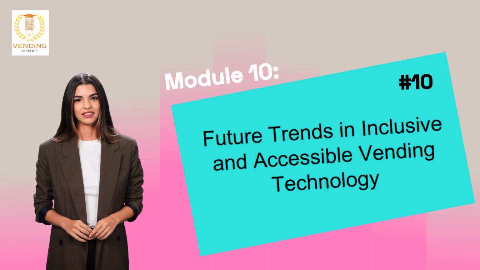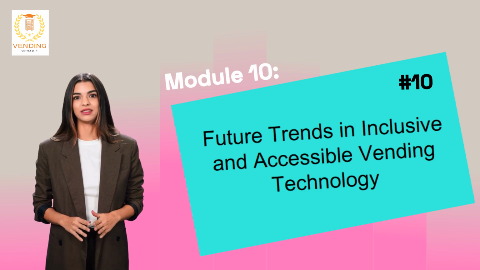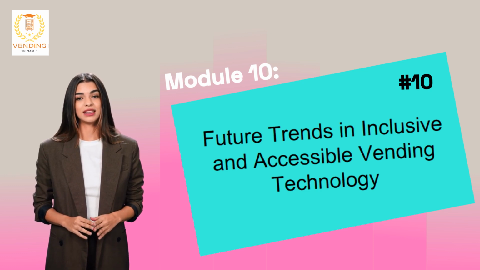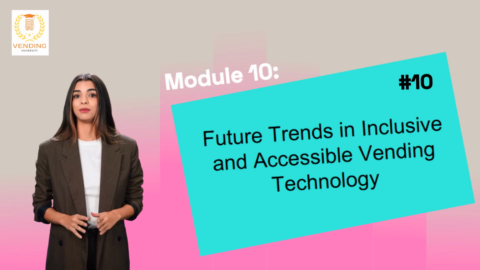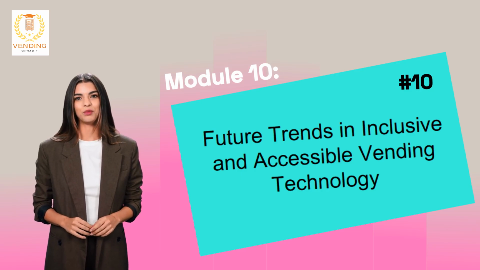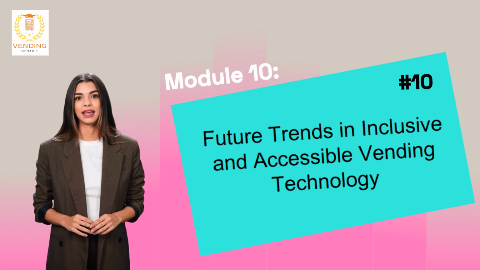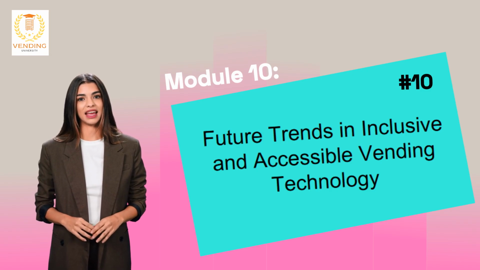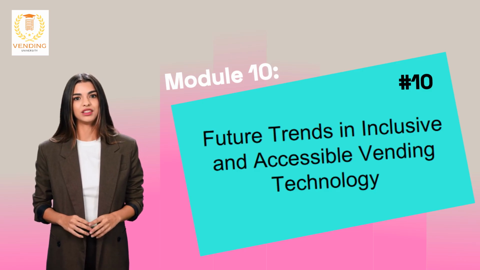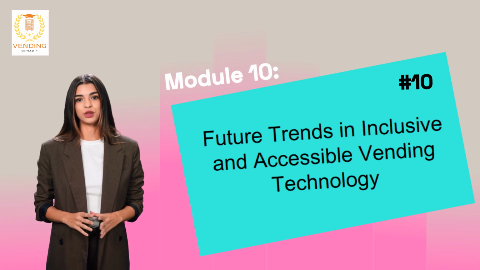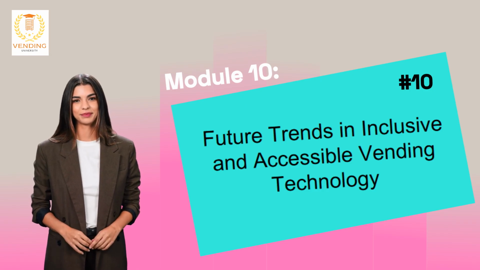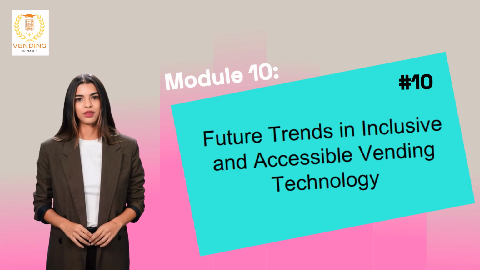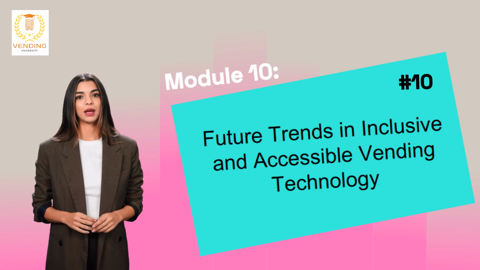One major trend is the integration of artificial intelligence, AI, and machine learning. These technologies can personalize vending experiences by recognizing users' preferences and adapting interfaces accordingly. For example, AI-powered machines could offer voice or visual assistance tailored to individual needs, improving ease of use for people with disabilities. Smart vending machines may also detect when users require extra help and automatically provide guidance.